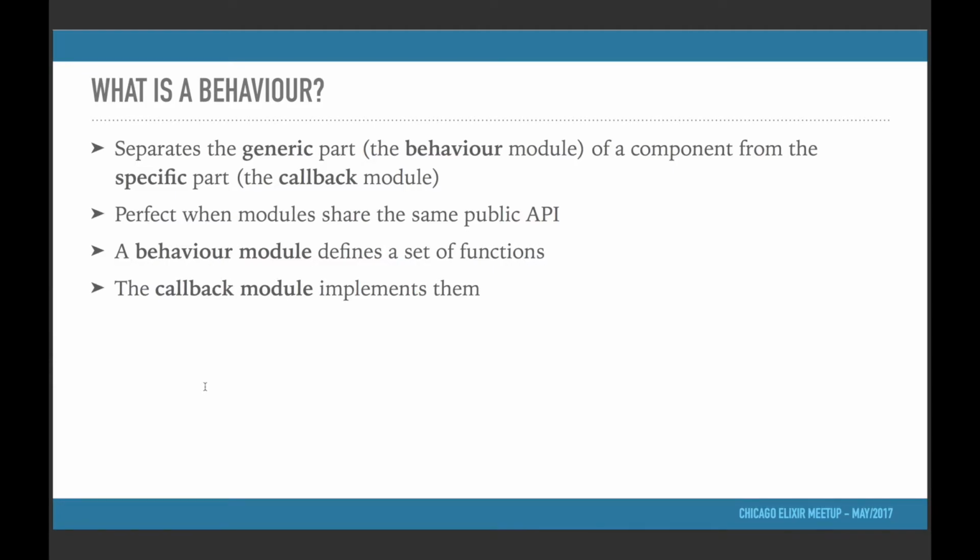So the behavior module defines, oh, these are the APIs that I want to be exposed, and the callback module will implement the functionality for each one of them. In Elixir, we have behaviors across the board. Supervisors are behaviors. GenServers are behaviors. The application is a behavior. And Ecto uses that concept to allow you to extend your data types.